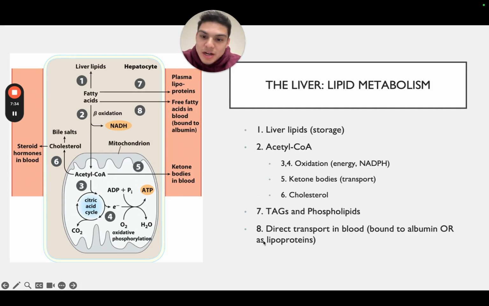And number 8 is direct transport in blood bound to albumin or as lipoproteins. Again, it doesn't have to convert into triacylglycerols or phospholipids. It could just be a straight up free fatty acid that goes into the blood and then attaches to albumin. It's never that the free fatty acid just starts going in the blood around the circulatory system by itself. It's attached to a lipoprotein itself.